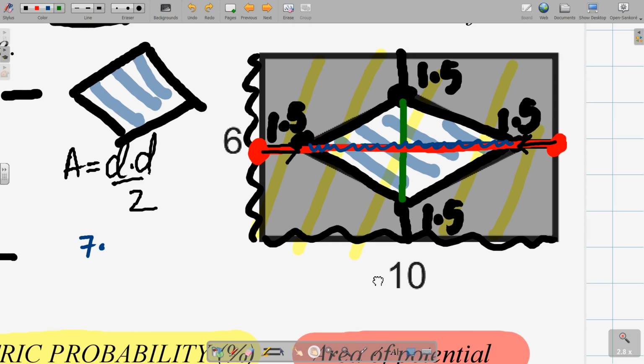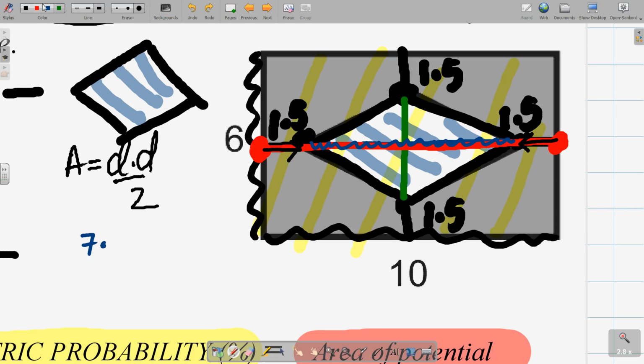Times our other diagonal. Trace all the way from here to here. That's 6. You're going to go in 1.5, in 1.5, which is 3. So 6 minus 3. That means our other diagonal, whoops, minus, not plus. So one diagonal is going to be 7. The other diagonal is going to be 3, over 2.